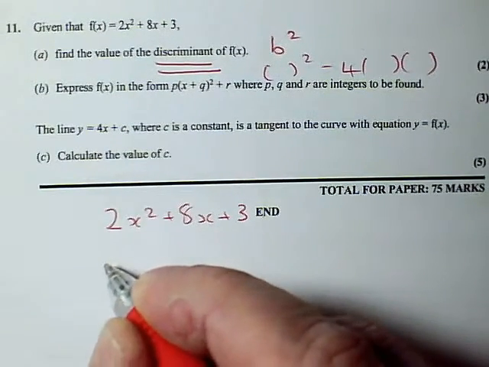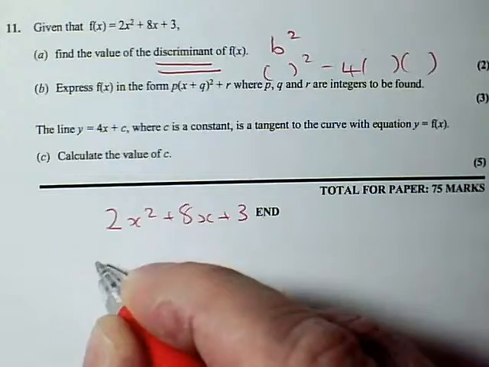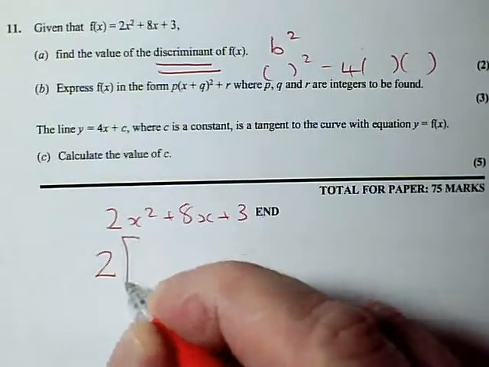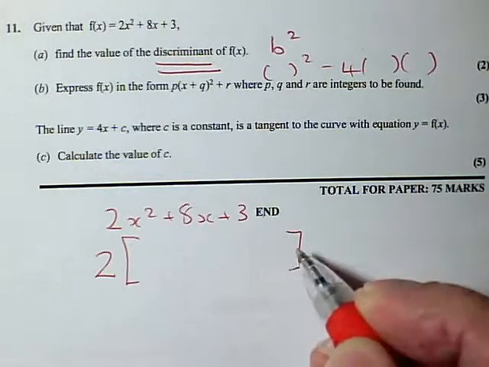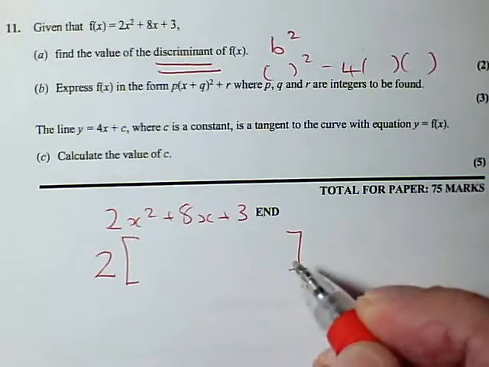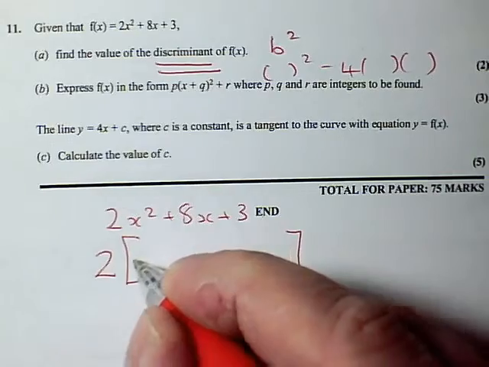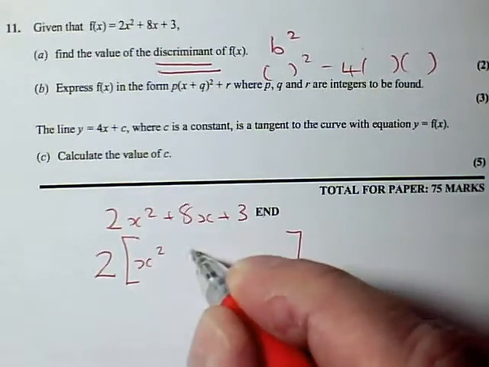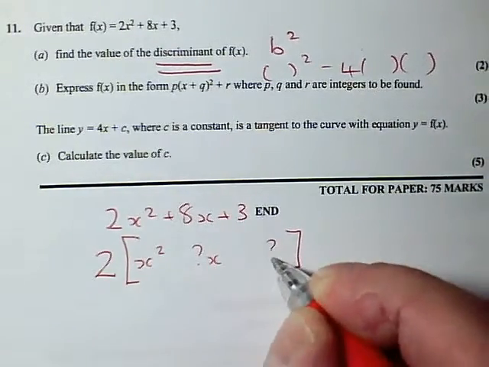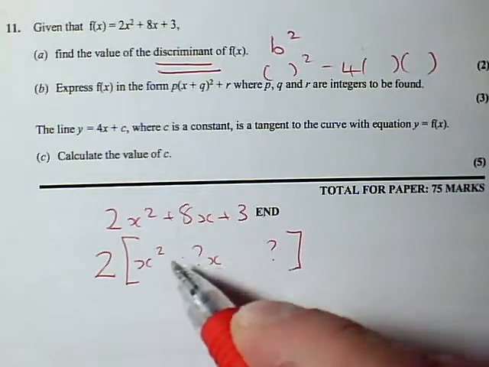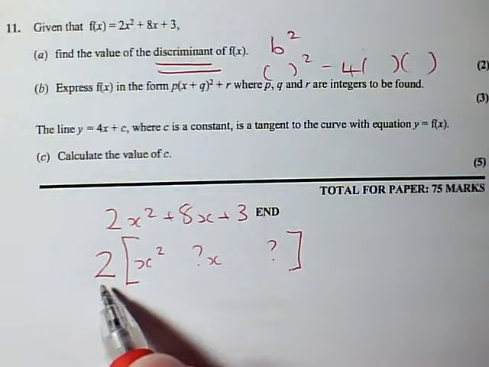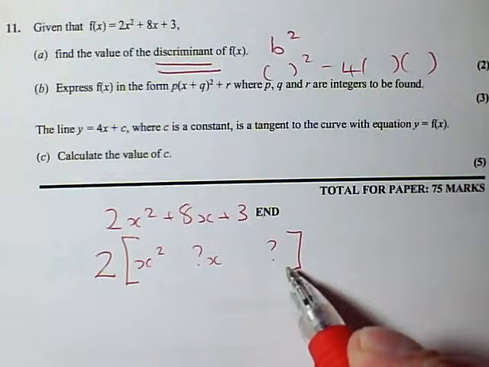Now on the next stage, this 2 you don't like, so we're going to park the 2 outside a dirty big bracket. We do not try to do any completing the square yet. I don't want to see any squaredy brackets on the next stage. I want to see an x squared, I want to see some number of x's, and I want to see a number, which obviously will come from the 8 and the 3. But we've taken this 2 outside, so these are smaller numbers here.